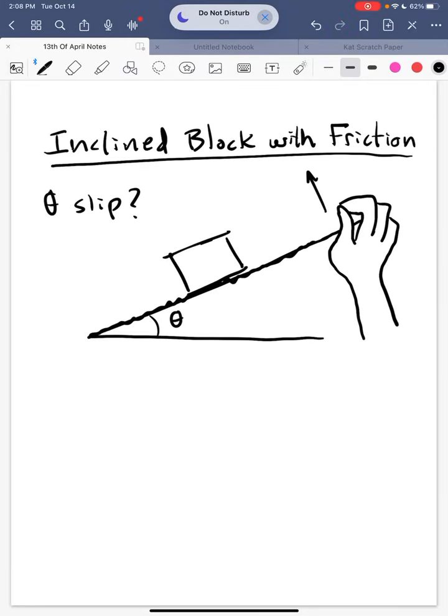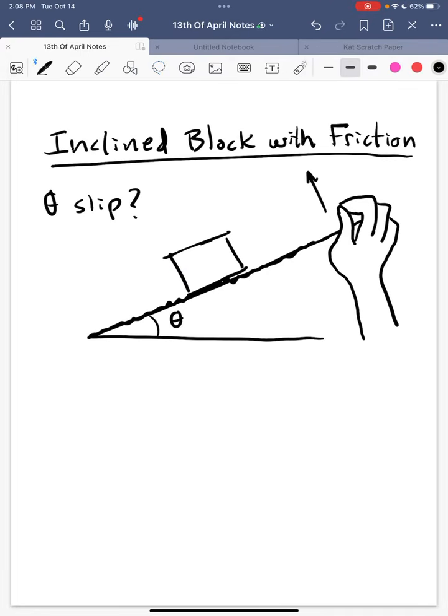Hello, I now want to describe the inclined block with friction. You can imagine a situation where you've got a block on an inclined plane, but the inclined plane can be pushed up. As it's pushed up, you might increase the angle theta, and we want to find out at what angle this is eventually going to slip and the block will begin to slide down the plane.